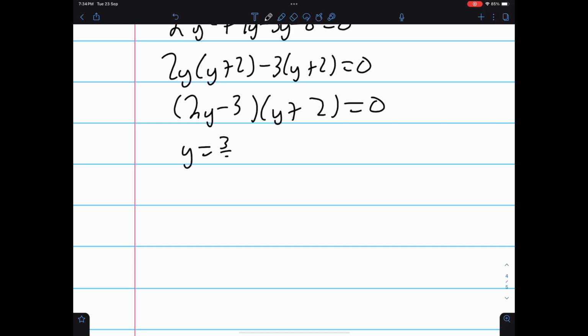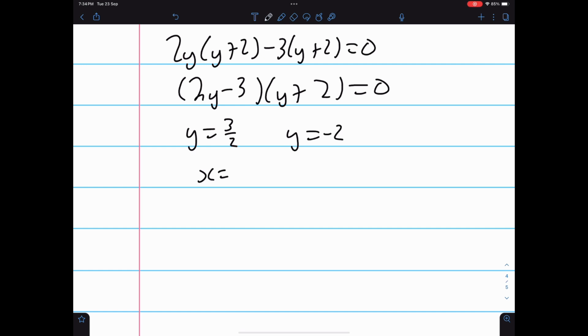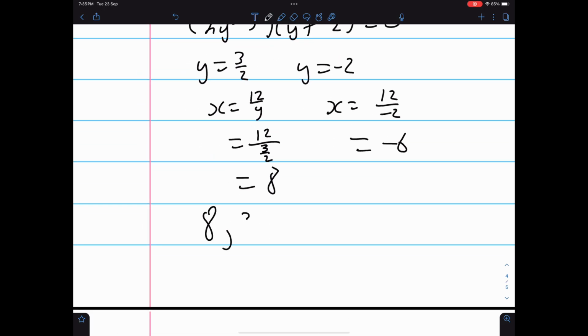So y will either equal 3 over 2 or y will equal minus 2. And x is just equal to 12 over y, so that's 12 over 3 over 2, or 12 over minus 2, giving us negative 6 and 8. So the points will be (8, 3/2) and (-6, -2).